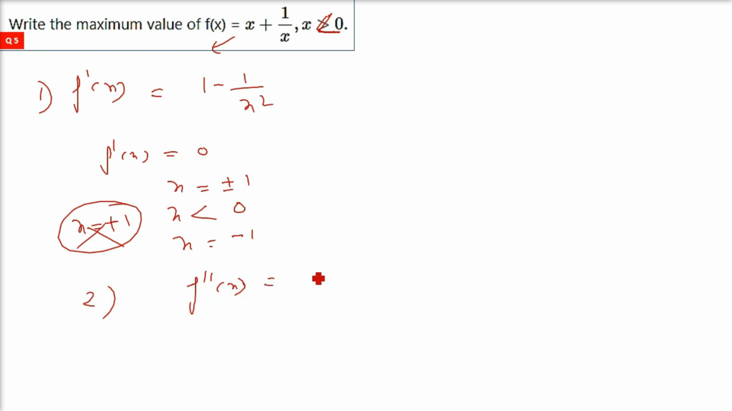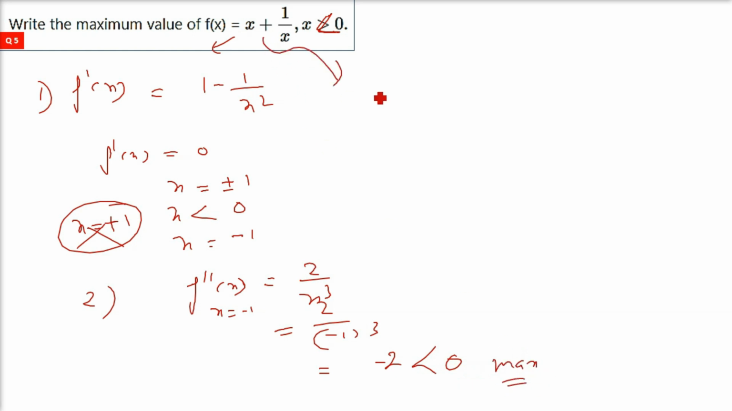So f double dash x now, it is the double differentiation we have already done. It is 2 by x cube. Now put x equals negative 1 and you are going to get a negative value here. Negative signifies that you are talking about the maximum value. In double differentiation, we are not much worried about the value. We are more worried about the sign which is going to come.